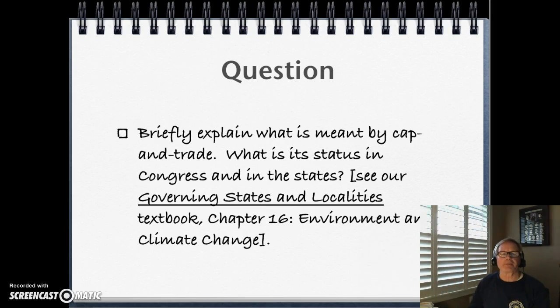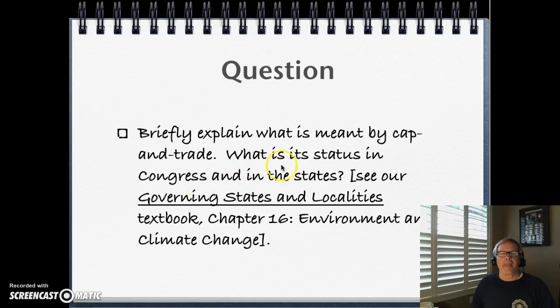You'll be able to find out the status in Congress and in the states in this chapter. All right, so make sure you discuss both. Use what information is in the textbook. You don't have to really do any additional research. I would just use what the textbook has as its status at the time that this publication went to print.